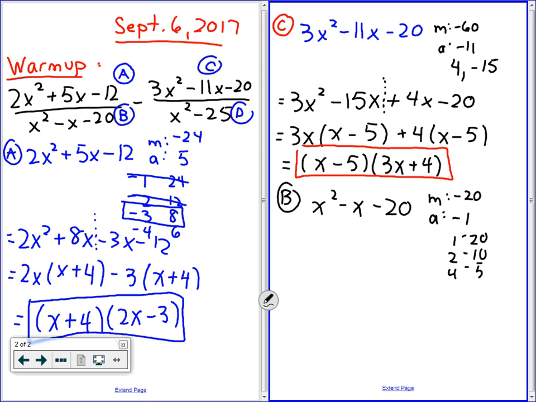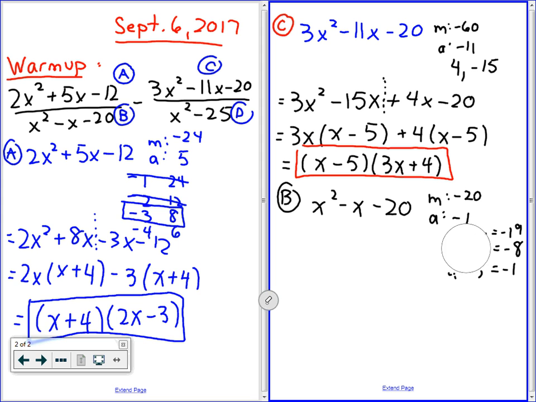So when you add these together, they have to add to be -1. Well, because think, 1 minus 20 is -19, right? You see what I'm saying? Okay. So 4 and -5.